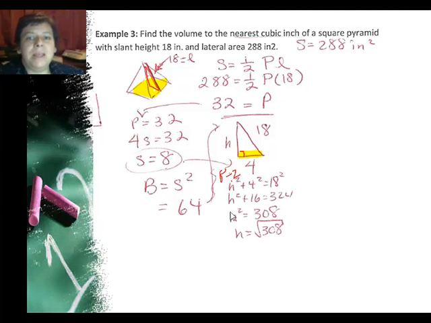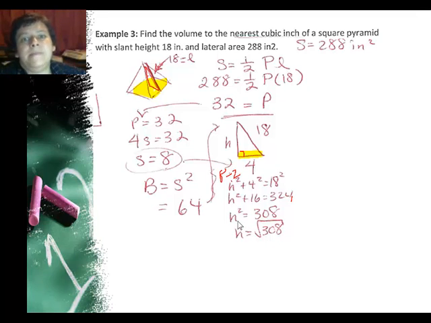Well, I can use the Pythagorean theorem, which is h squared plus 4 squared equals 18 squared. So I take the 2 legs, square them, and then sum them, and I should get the hypotenuse squared. H squared plus 16 equals 324. And then when I subtract 16 from both sides, I get 308. So H is the square root of 308.